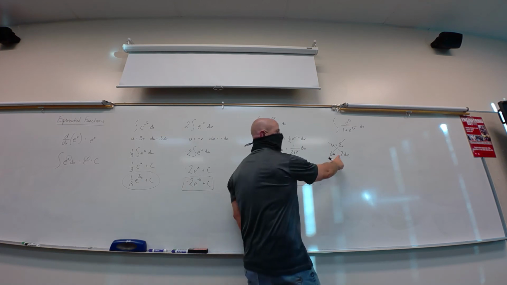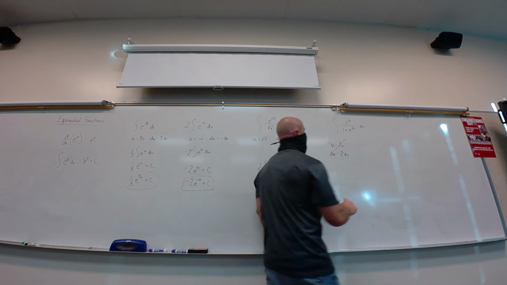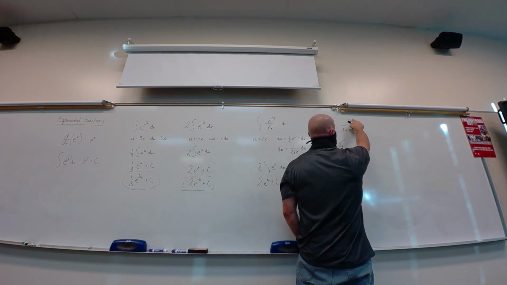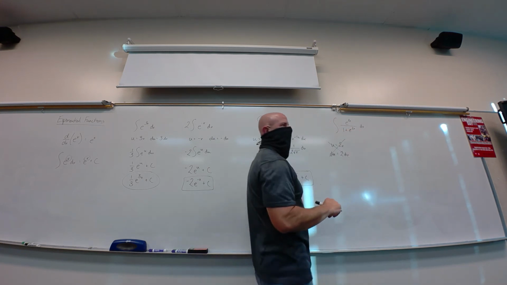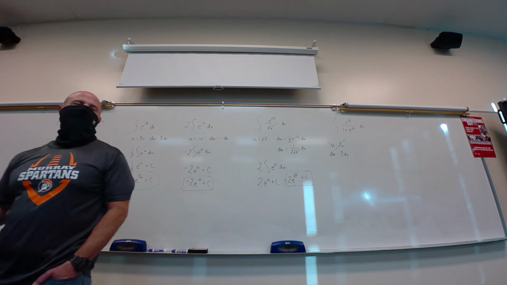I don't mind the 2. It doesn't bother me at all. I can divide the 2 over, but I'm not able to get rid of that. Now I've got e to the u over 1 plus e to the u. It's still not in any basic form that I can integrate. That's why I'm saying it wouldn't work.